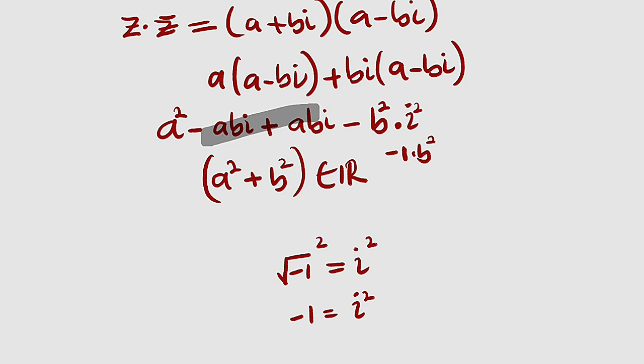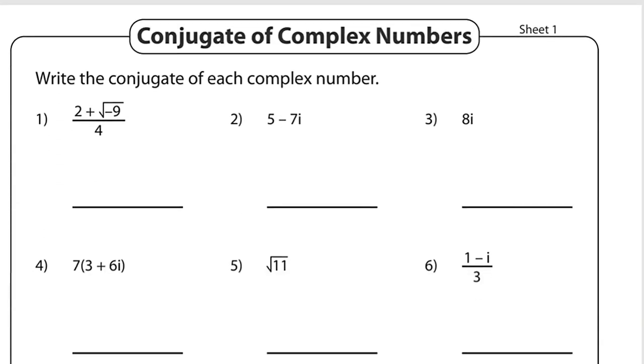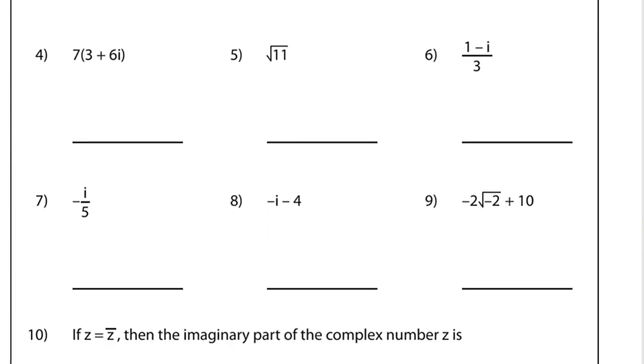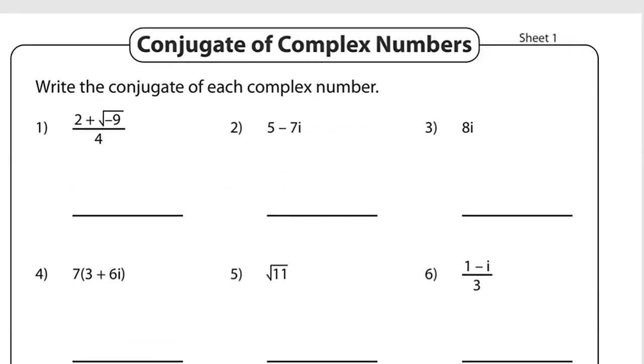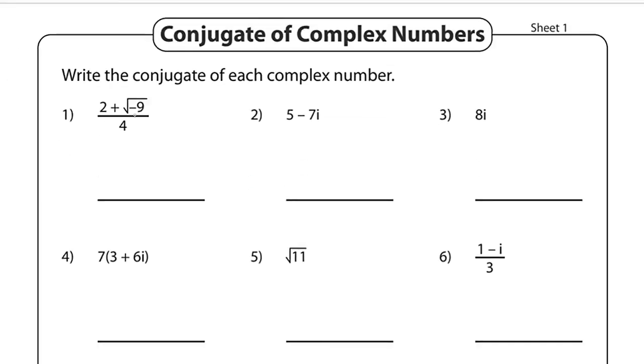So let's go through these questions. We have some questions here, 1, 2, I think 12, right? So let's get started. We have 2 plus the square root of negative 9, divided by 4. Let me first of all split the fraction as 2 divided by 4, then plus the square root of negative 9 also divided by 4. And you know the square root of negative 9 is just 3i.